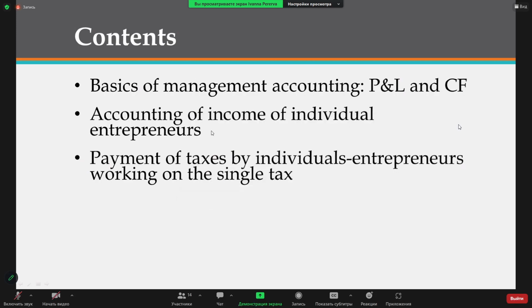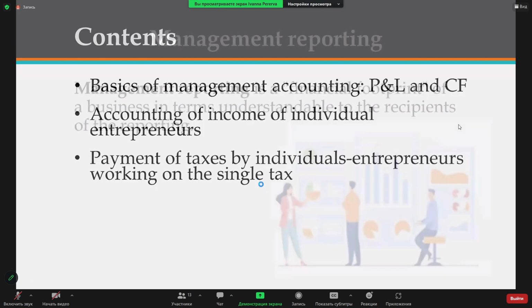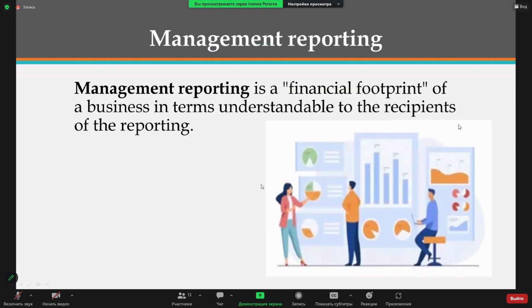About accounting reports. First one is balance sheet, which we'll consider. After this, we'll consider features of taxation for individual entrepreneurs who are working in the IT sphere. So let's start with management report.